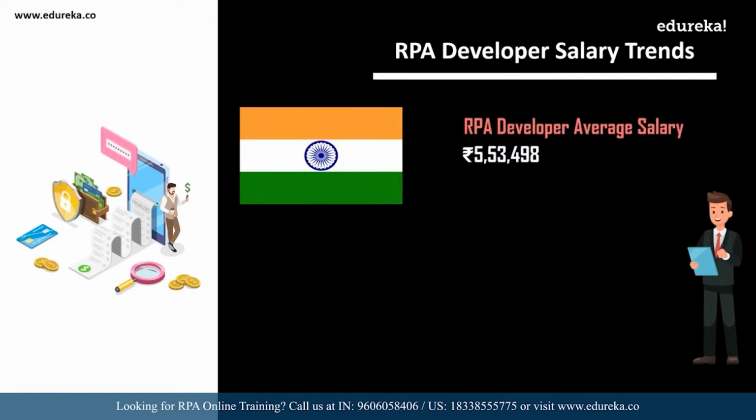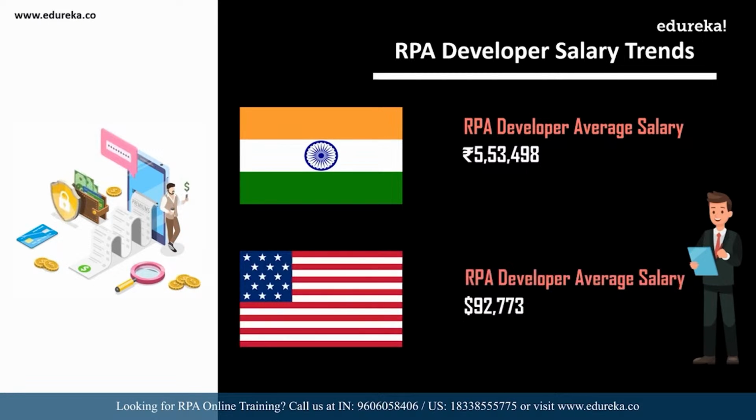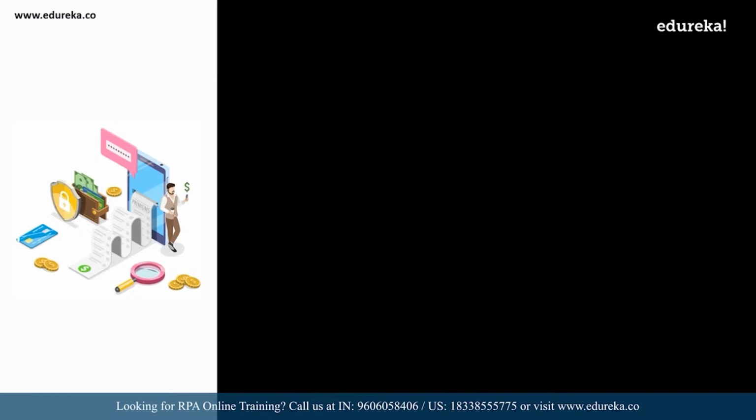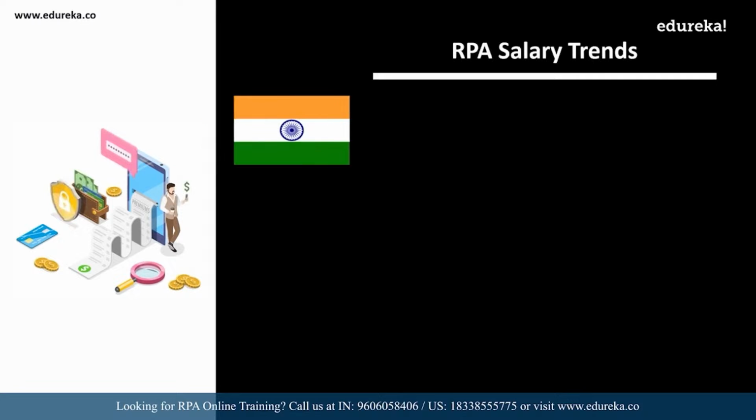So according to Indeed.com, on average, an RPA developer can expect a salary of 5,53,000 in India and $92,000 in USA. Apart from being an RPA developer, as I was mentioning, there are also various other positions. So let's look into the salary of various other job roles related to the field of robotic process automation or an RPA developer. So let's talk about India first.